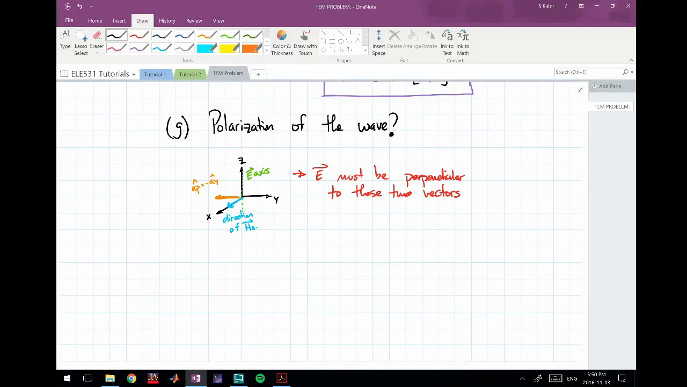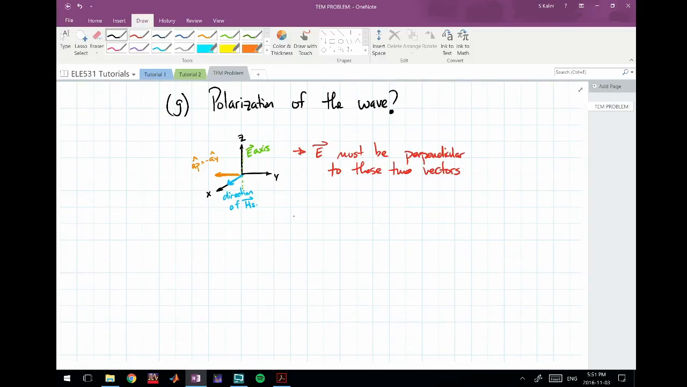And so therefore we know already, that's enough information to know the polarization of the wave, because the polarization doesn't ask us which direction, whether it's positive or negative. It just wants to know along which axis. So then the answer to this problem is E is polarized along the z-axis.